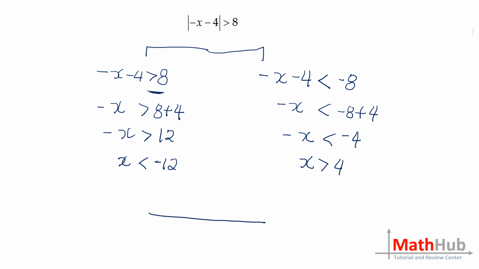So the graph is, this is negative 12, this is 4, numbers greater than 4, numbers less than negative 12. And this is exactly the graph that was given to us earlier. So the answer is this one, letter C.